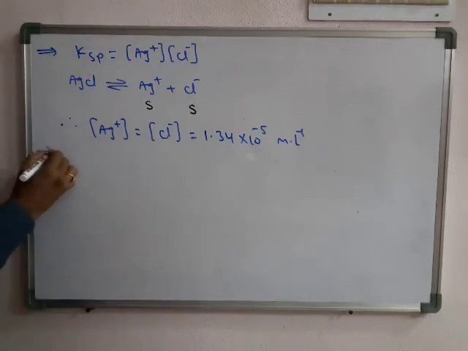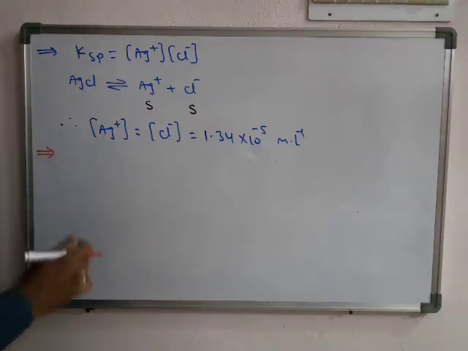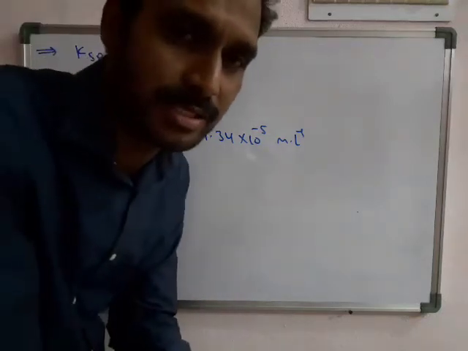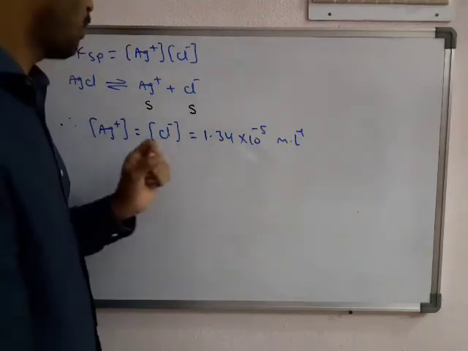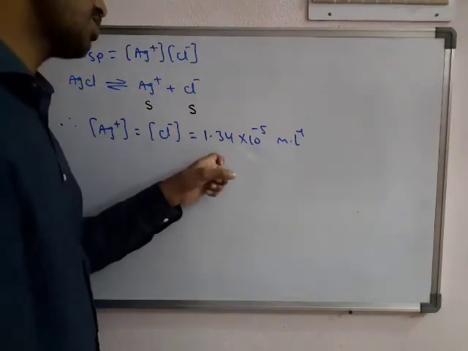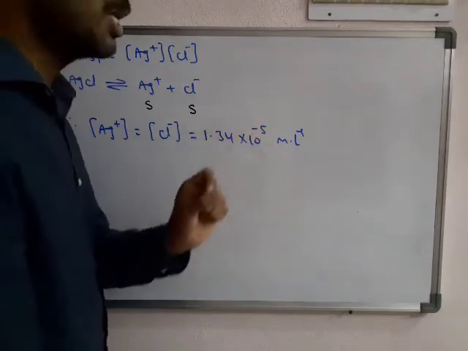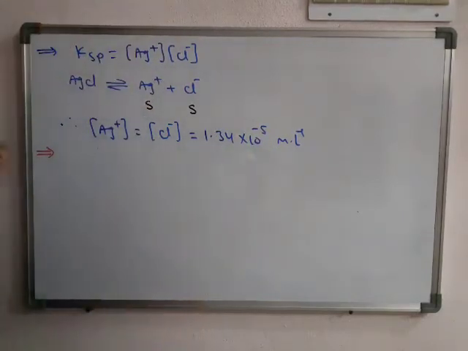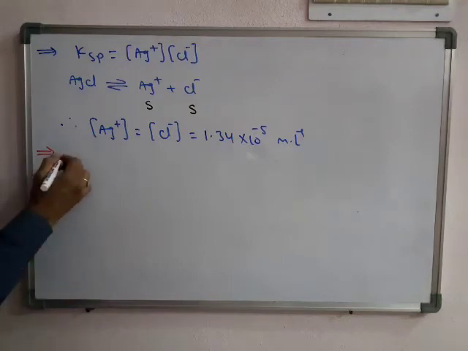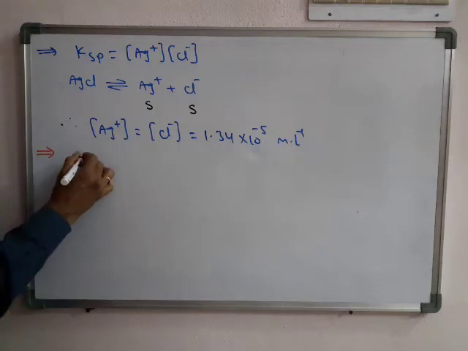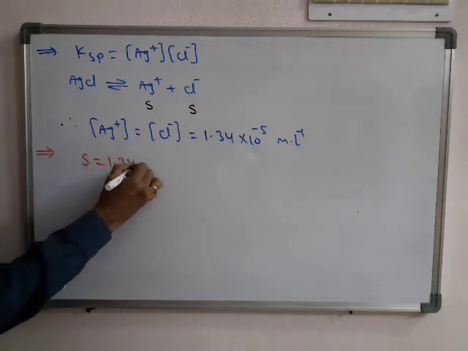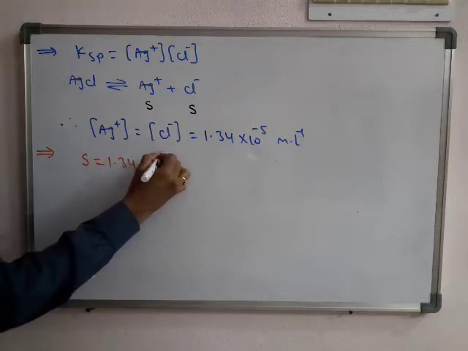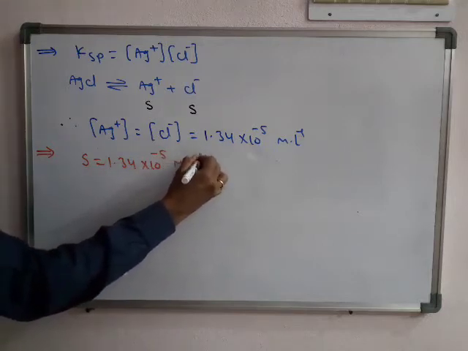So next, what is the third problem in this? What are the molarities? The molarity of Ag plus is 1.34 into 10 power minus 5 moles per liter. What is the molarity of Cl minus? It is also 1.34 into 10 power minus 5 moles per liter. Next, we have to calculate the solubility in terms of grams. We already calculated S, the solubility of AgCl, as 1.34 into 10 to the power of minus 5 moles per liter.